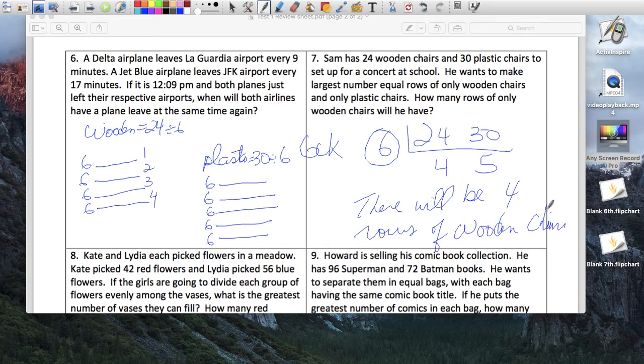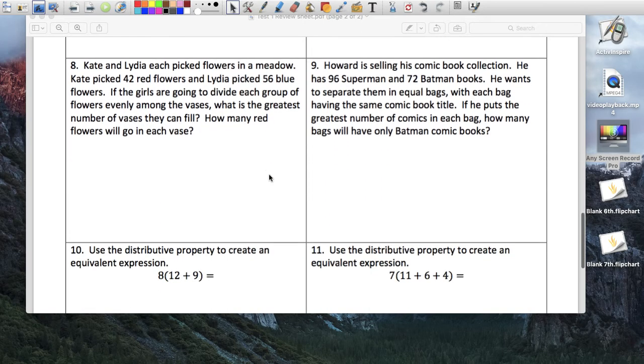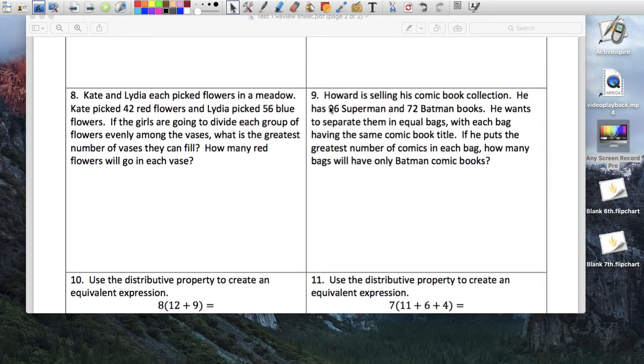Please write the answer as a sentence. Okie dokie. 8. Kate and Lydia each picked flowers in the meadow.